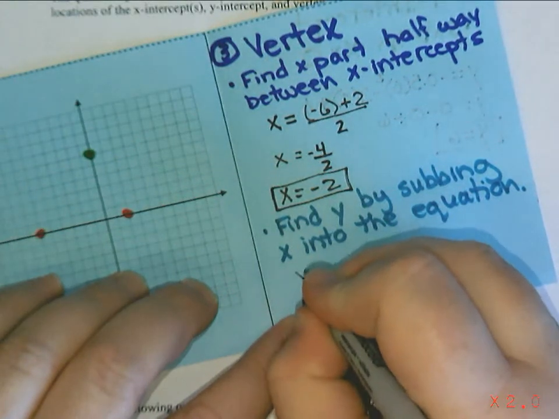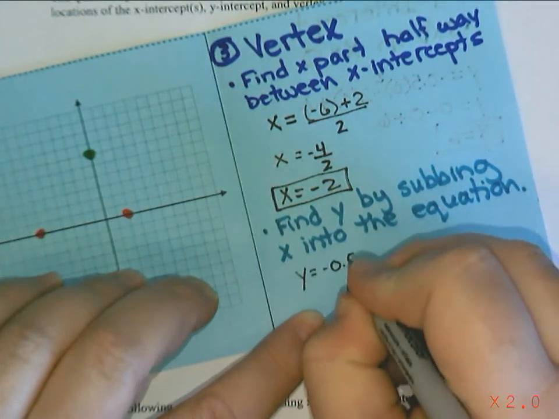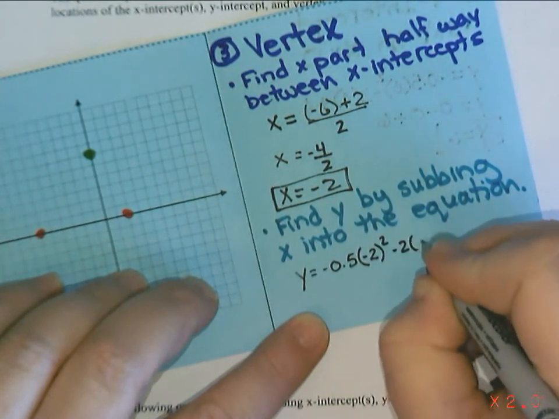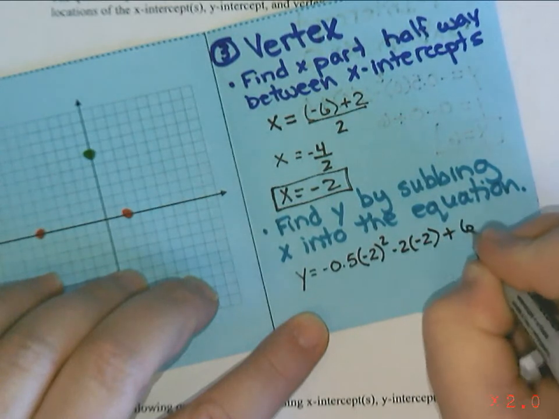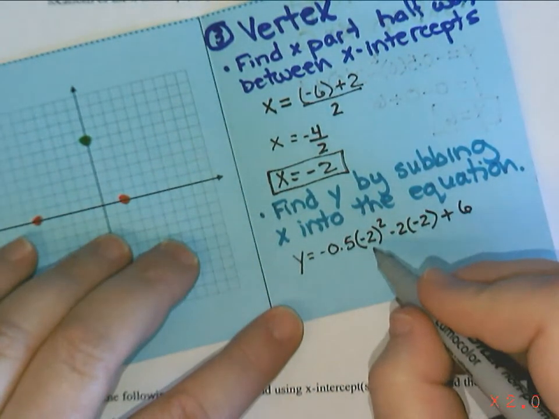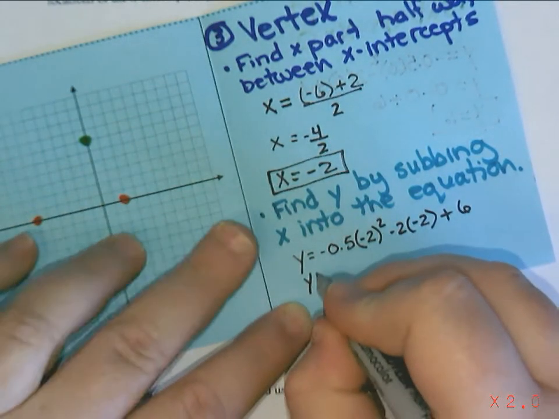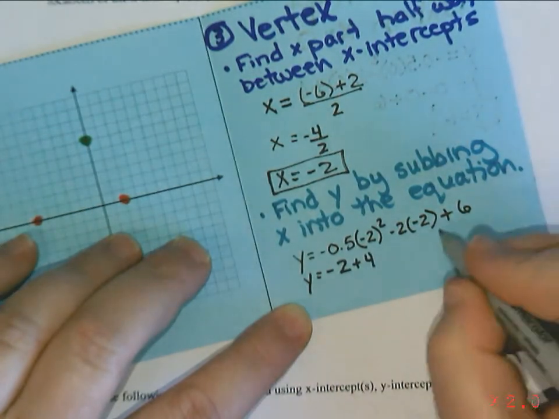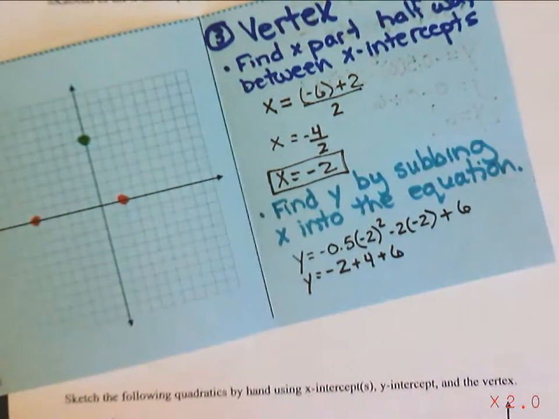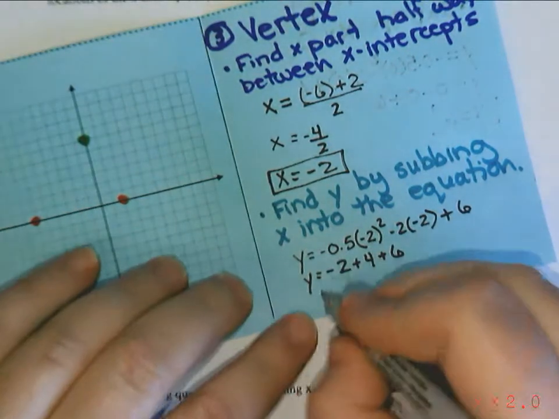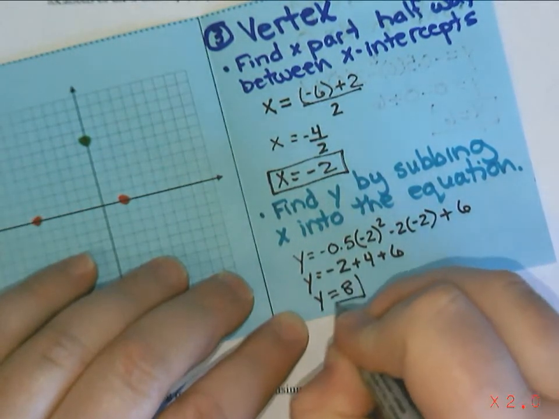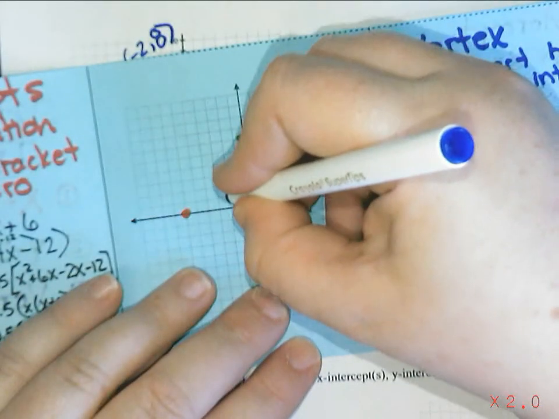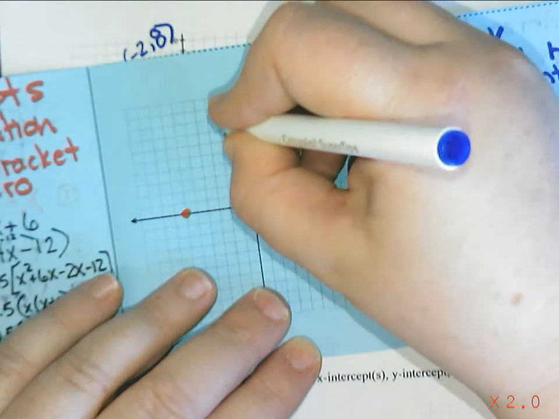so my equation was y equals -0.5 times x squared, so -2 squared, minus 2 times x, so -2, plus 6. -2 squared is +4, times -0.5 is -2. -2 times -2 is +4, and 6 is just a 6. So 6 plus 4 is 10, minus 2 is 8, which is exactly the point we're looking for. So we can mark on the point -2 and 8, and there's our vertex.